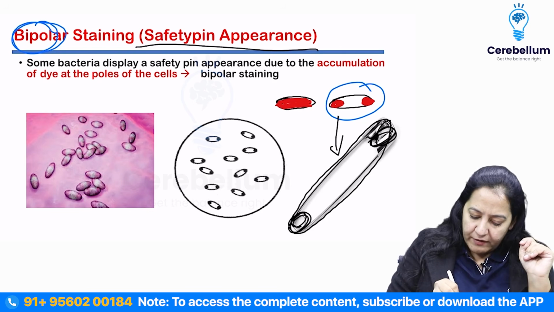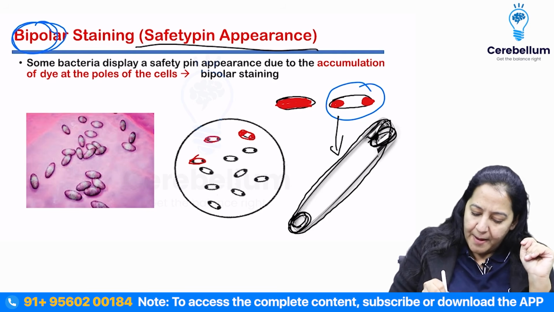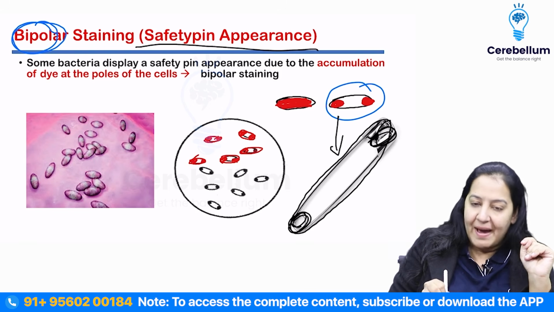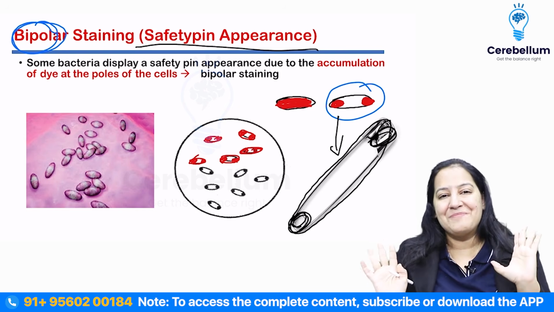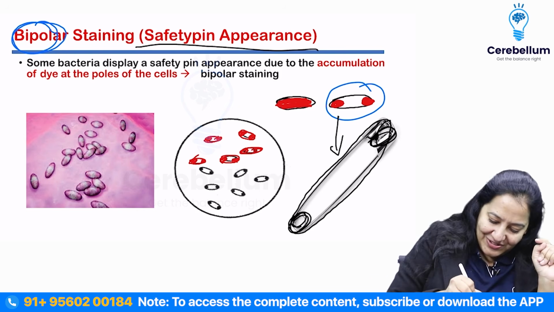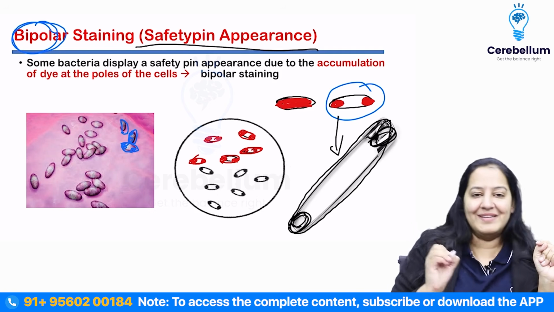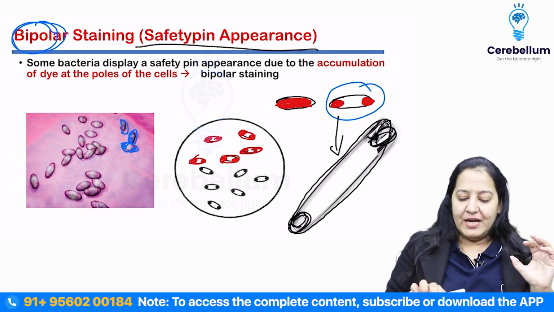In this diagram also I have shown you multiple bacilli. If you can see all the bacilli, you can appreciate the stains are present at the poles of the bacteria. Here also the same thing is shown to you. So that is the bipolar staining or safety pin appearance.